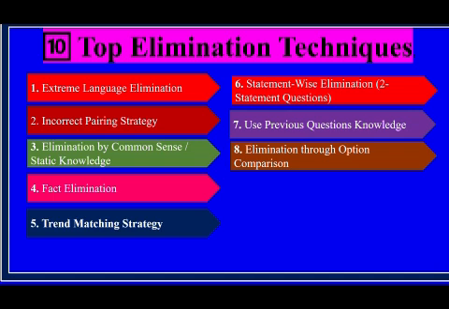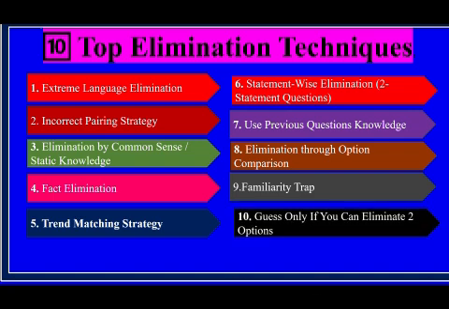And the familiarity trap: if one statement sounds like it is from the news or NCERT, and another is unfamiliar, don't eliminate the unfamiliar one. You should be careful about that. And finally, guess only if you can eliminate two options. If you can remove two options confidently, your probability of success is 50%. That is often worth it, so you can take the risk on that option.